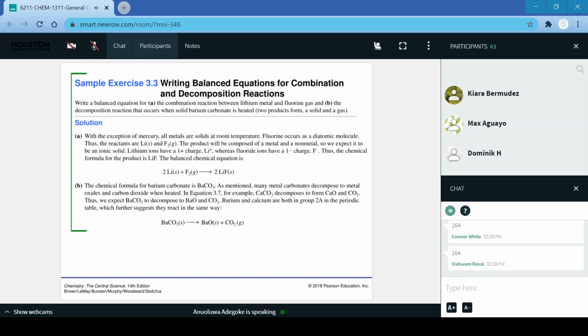And then this second one, the decomposition of barium carbonate, is giving us barium oxide and carbon dioxide. Like I said, when it comes to writing equations, we kind of keep learning. This chapter is the beginning. We're just going to keep learning to the end of this course.